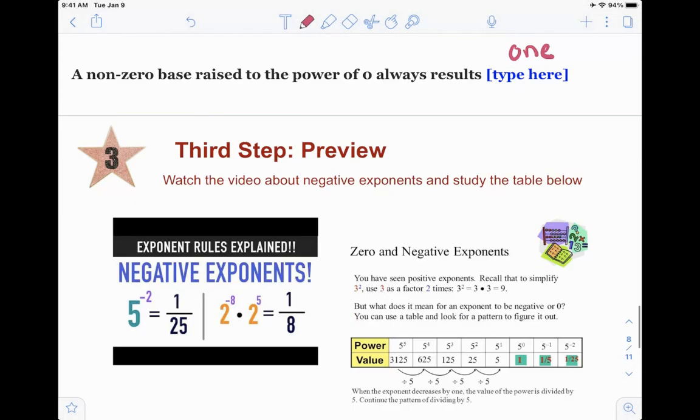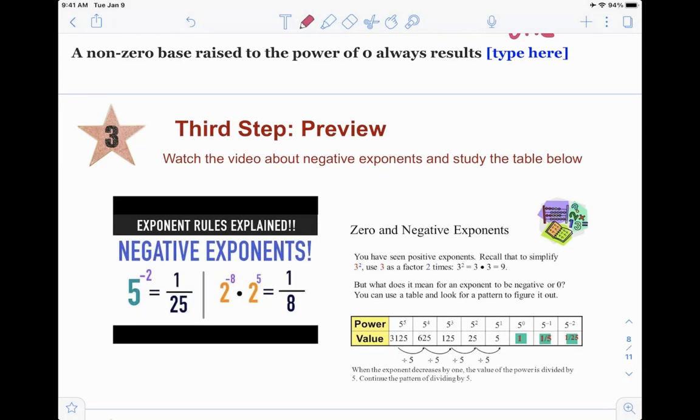So the last thing we're going to do is I'm going to ask you to watch a video about negative exponents. And I'm going to have you study a couple things to see if you can generalize. So please look at that table, and you can see that as you increase by 1 in your exponents, you're multiplying by 1 more 5. And when you go the other direction, you are actually dividing by 1 more 5.